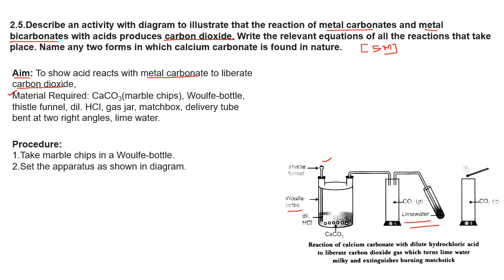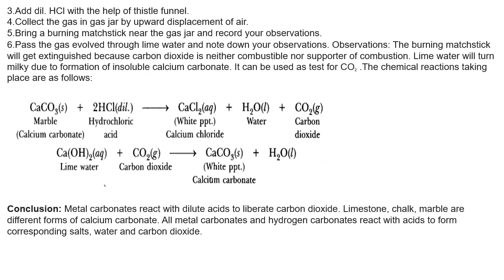There is another method over here where you can bring a burning splinter, and when you bring the burning splinter it will get extinguished. So this is a clear sign that carbon dioxide is released in this reaction. And then you have to write the procedure, we are going to see in the next slide. You have to pour HCl with the help of the thistle funnel, and then you have to collect the gas in a gas jar by the upward displacement of air. Then you have to bring a burning matchstick near the gas jar and record your observation.